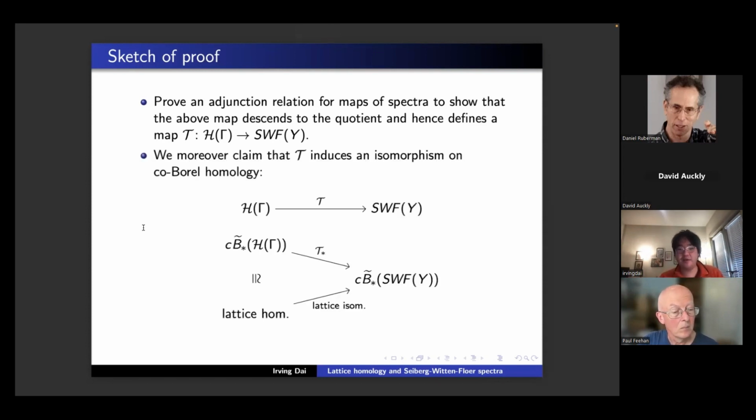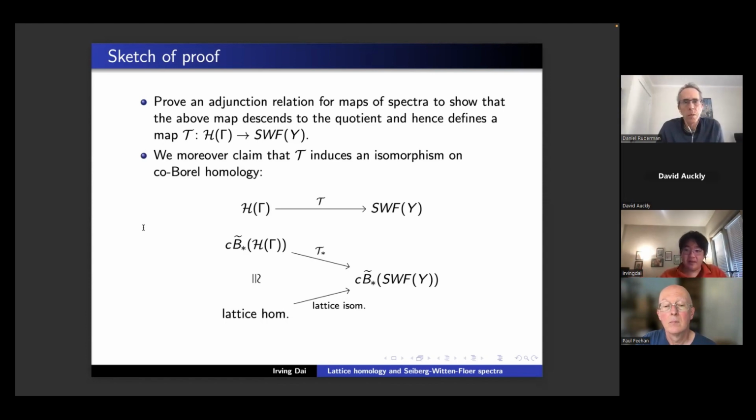This means that I've produced for you an S1 space, which has the right co-Borel homology. So the co-Borel homology of my space is actually the Seiberg-Witten-Floer homology of Y. And my space admits an actual map into SWF of Y. And if you think about it, that map actually induces the isomorphism on co-Borel homology, okay? Because what will happen when I take the co-Borel homology of my combinatorial lattice homotopy type? Well, I will recover the presentation.